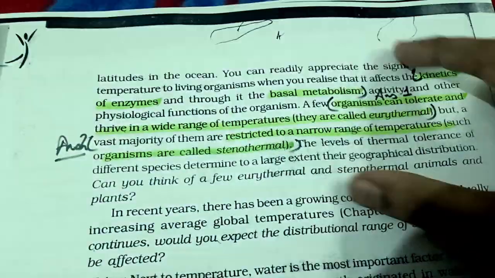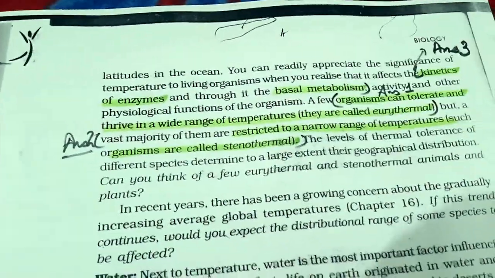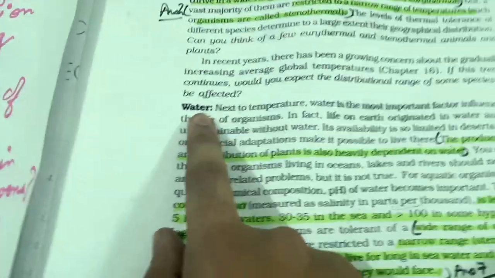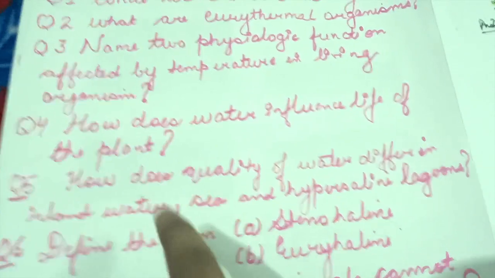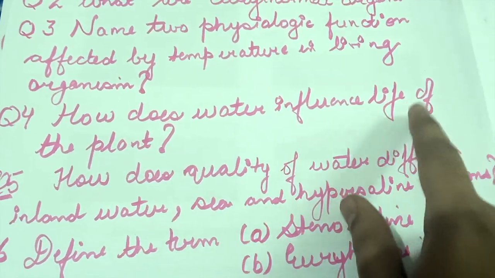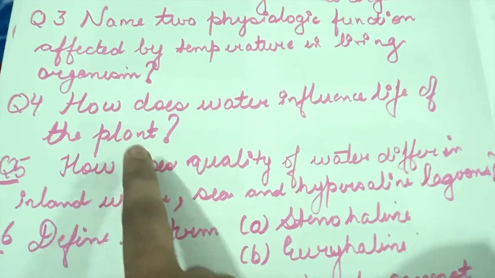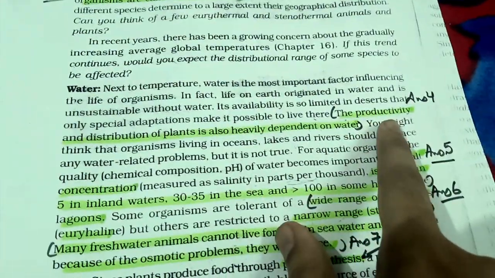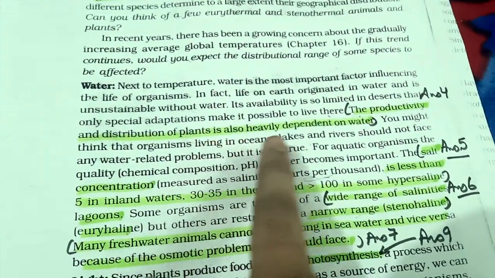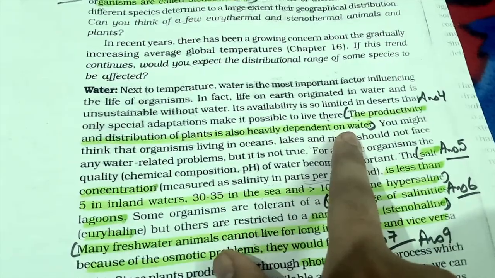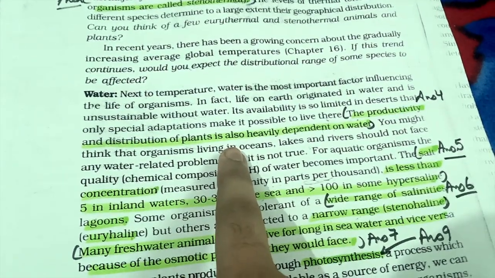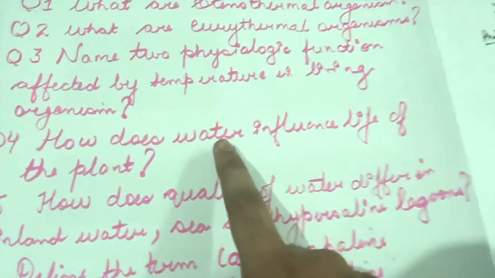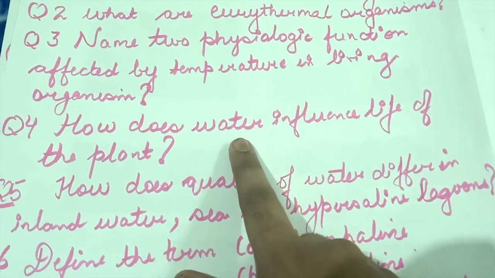So from this para, there are three important questions: stenothermal, eurythermal and question number three. Now if we further move to next factor, that is water, let us see what are the important questions. First important question from water is, how does water influence life of the plant? So the answer is given right here, that the productivity and distribution of the plants is affected by water. So if there is less water, the productivity of plant would be affected and the distribution of plant would be affected. So these are the two properties of plant that are influenced by water.